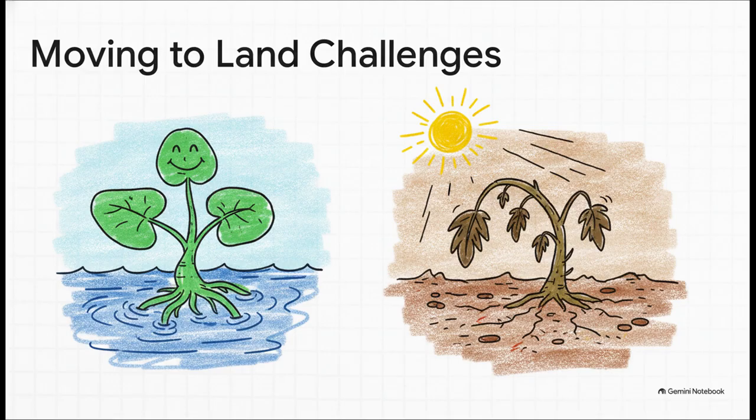But hey, it wasn't all bad news. Moving to land also offered some massive advantages, like vastly increased sunlight for photosynthesis, way greater carbon dioxide availability, and, at least initially, a wide-open landscape totally free of plant-eating herbivores.